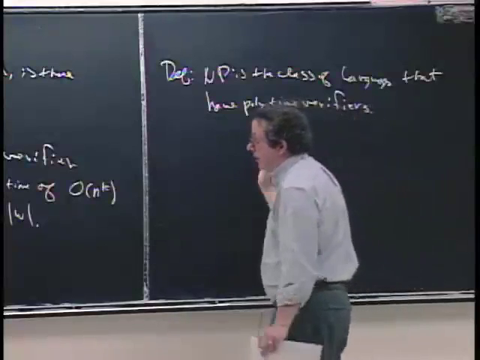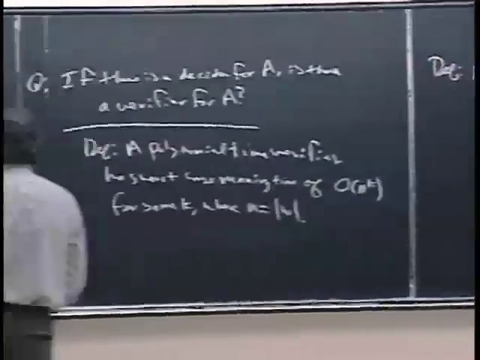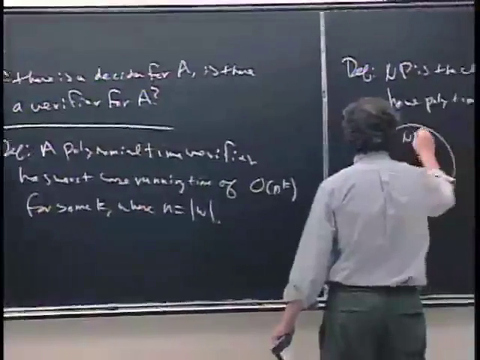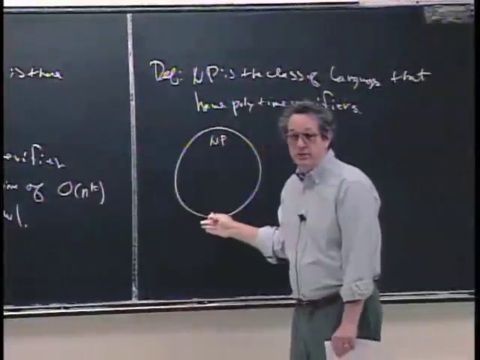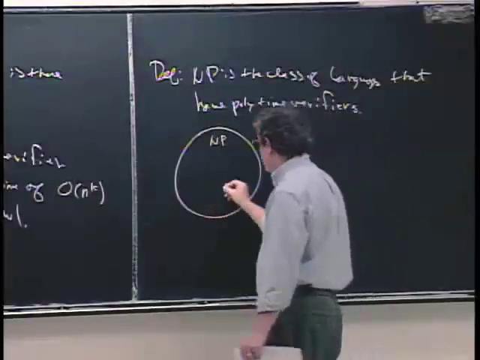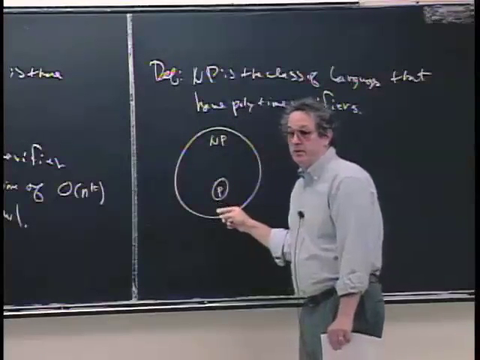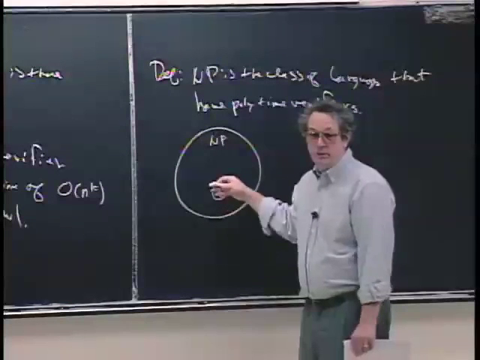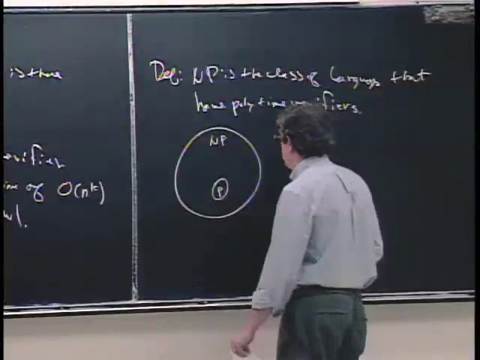So it does help, because in practice, the world right now looks like this. We have a huge set of problems, a huge set of languages that we know are in NP, and we have a small set of languages that we know are in P. We know that NP contains P, but we don't know whether these two sets are the same or not. That's the P equals NP question.